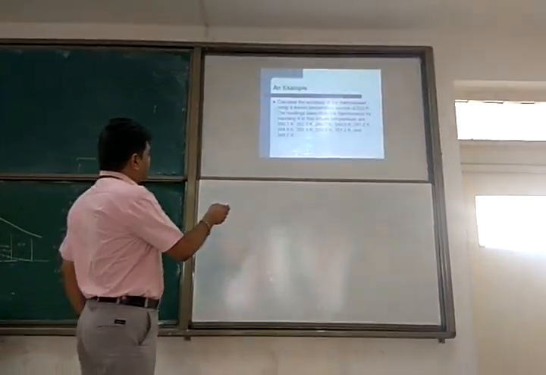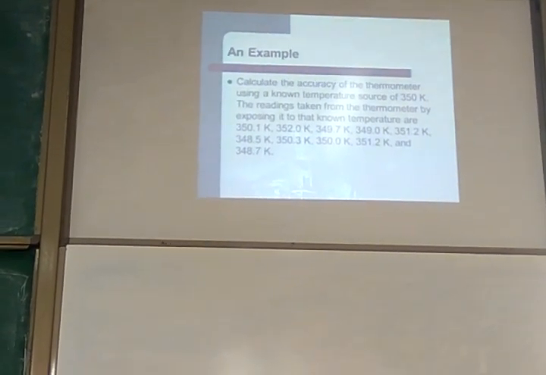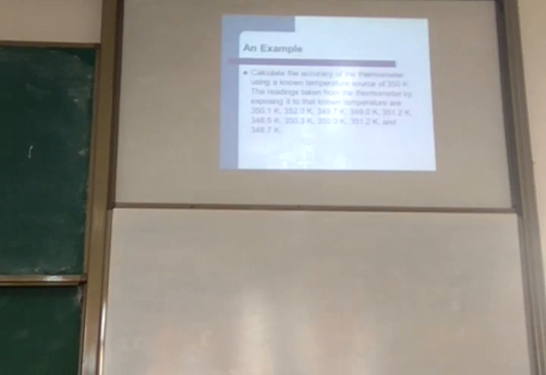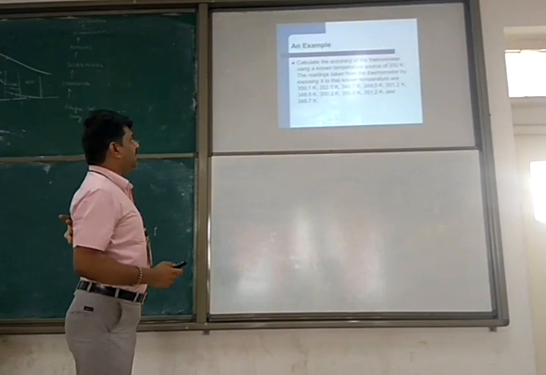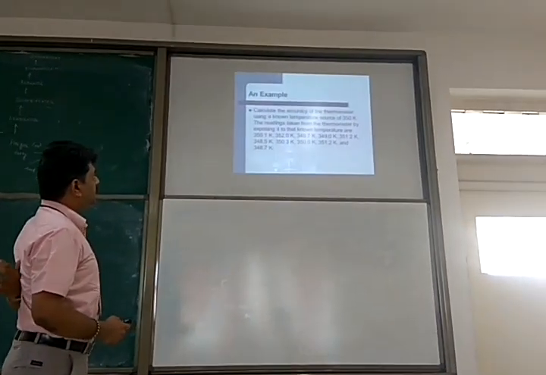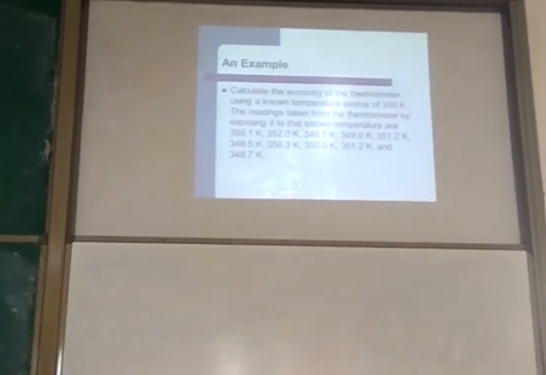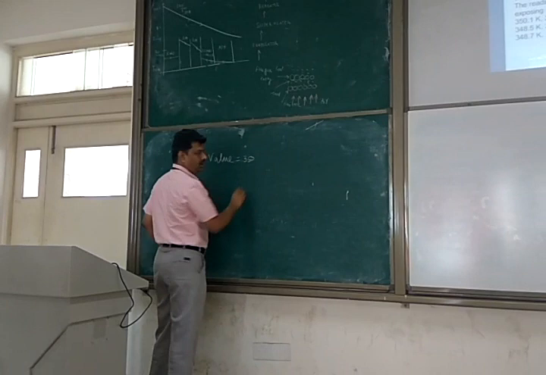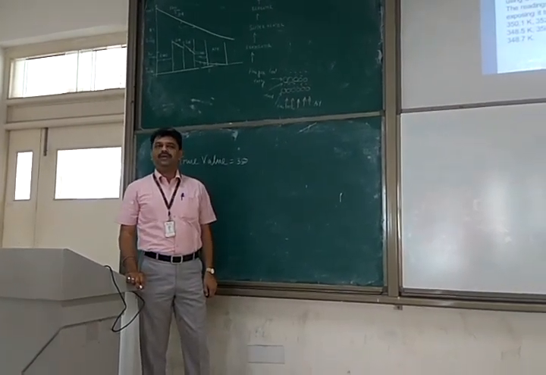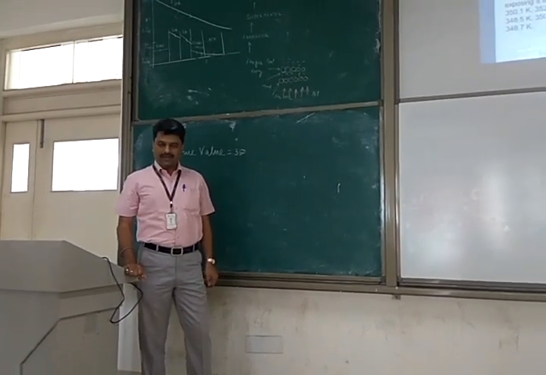Right. I have taken an example here. So, for computing accuracy, that's very important. So, calculate the accuracy of the thermometer, which is measuring a known 350 Kelvin temperature. So, what is the true value? What is the true value? You all can speak, right? What is the true value? Yes, please respond.